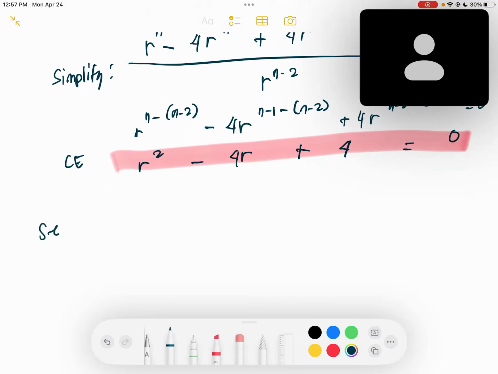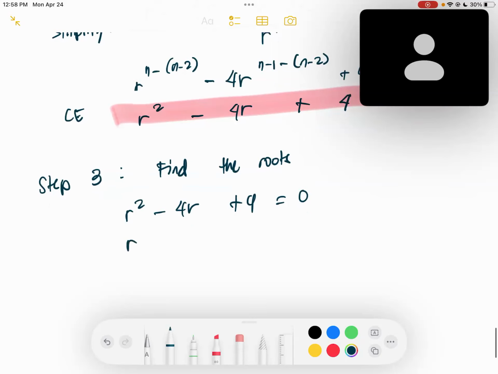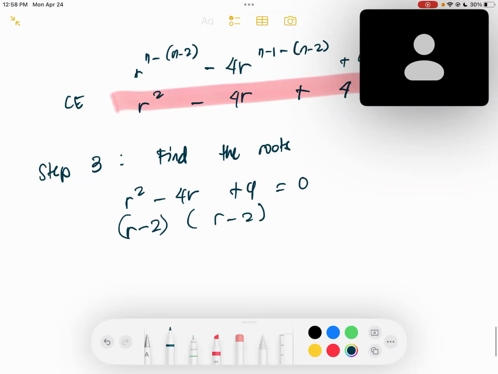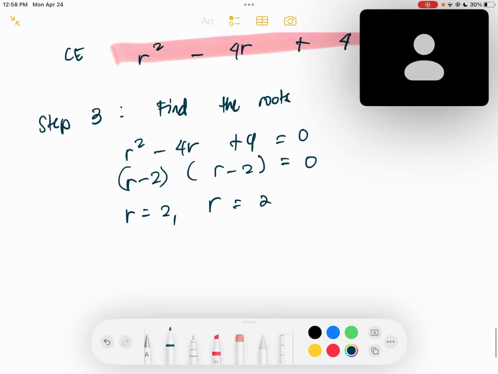And for step 3, find the roots. We have r squared minus 4r plus 4. What would be the possible factors of this? It could be r minus 2 times r minus 2, and this is equal to 0. With this, we have r equals 2 and r also equals 2. So we have r sub 0 equals 2.